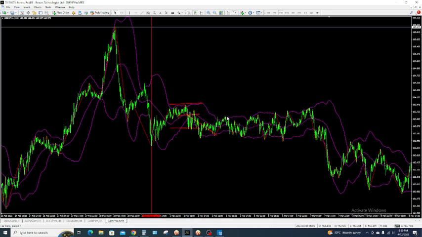The Bollinger Band principle is telling us that when there's a contraction up, we sell, and when there's a contraction down, we buy. We buy from down and we sell from up. That is what it says.